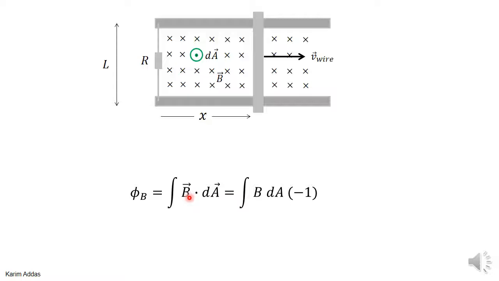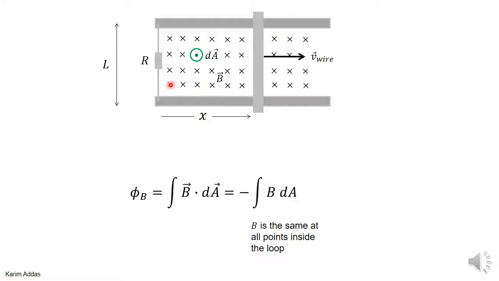It's the magnitude of the first, times the magnitude of the second, times cosine of the angle between them. What's the angle between the area vector and the magnetic field? The magnetic field is into the page, and the area vector is out of the page, so the angle is 180 degrees. Cosine 180 is minus 1, and so you get integration of B dA times minus 1. The minus 1, I took it out.